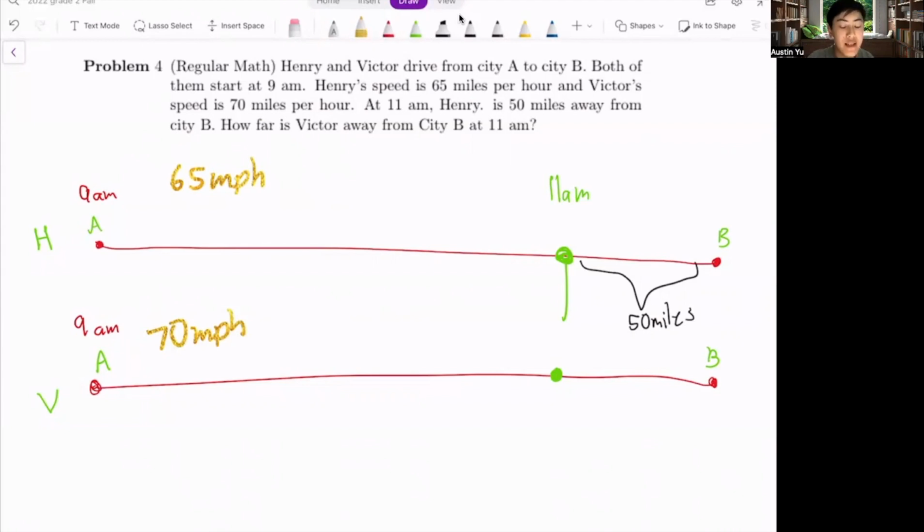If the gap is 2 hours, since 11 a.m. and 9 a.m., they have 2 hours in between, this just means that by the time Henry has traveled 50 miles, Victor will have traveled 10 miles more than Henry has. Therefore, how far is Victor away from city B? We just do 50 miles minus 10 for the 2 hours gap equals 40 miles. Therefore, Victor is 40 miles away from city B at 11 a.m.